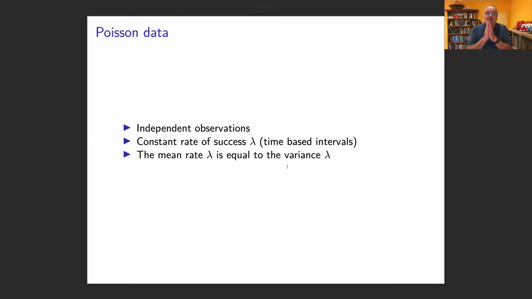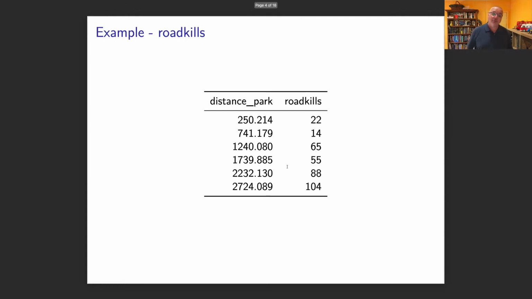And we know the number of events is proportional to the amount of time you look at, and non-overlapping time intervals are independent. But the other key thing to remember is that the mean rate lambda is equal to the variance lambda, because obviously we can use that to think about over dispersion like we did with logistic regression.